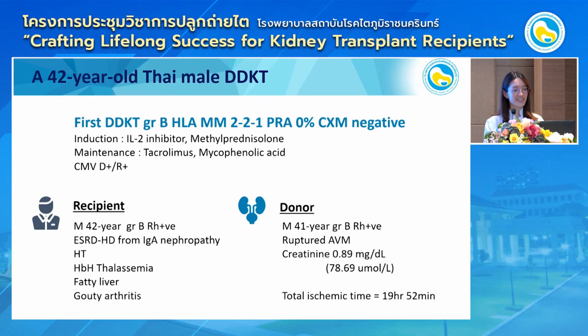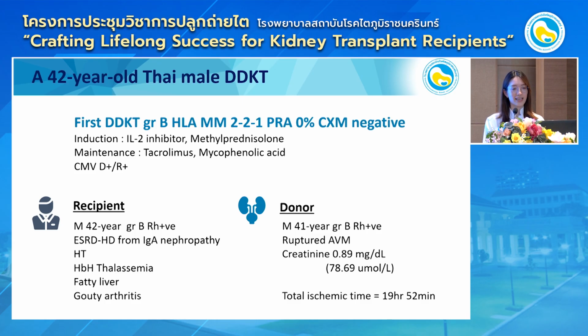Okay, so this case is a common case that we find every day in the post-transplant clinic. This is a 24-year-old Thai male cadaveric kidney transplant. It is his first time. His HLA mismatch was 2-1, 0 PRA and cross-match negative. The induction therapy was IL-2 inhibitor and methylprednisolone, and the maintenance was tacrolimus and mycophenolic acid. The recipient's underlying disease was IgA nephropathy, hypertension, and his special condition was hemoglobin H thalassemia.